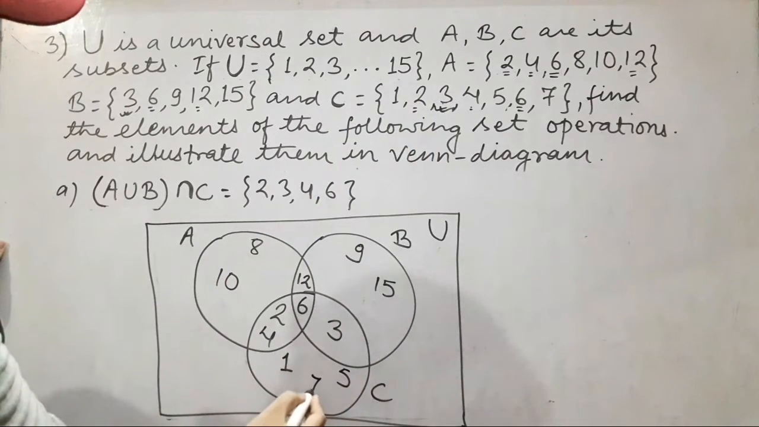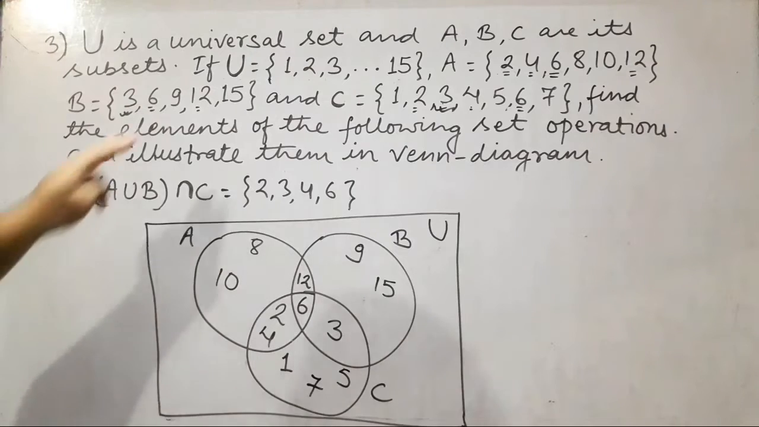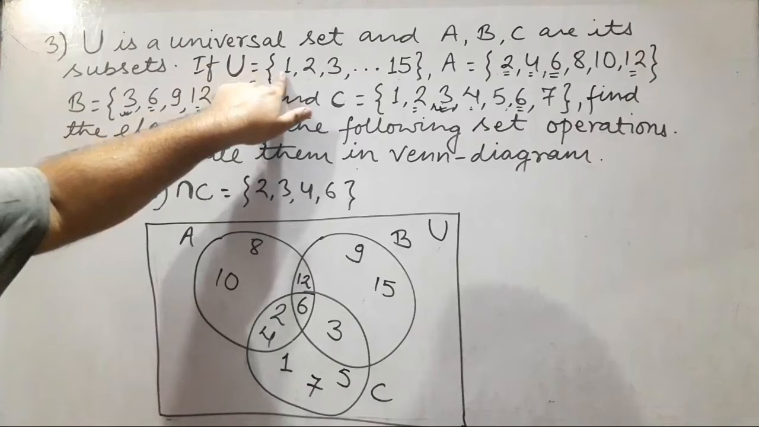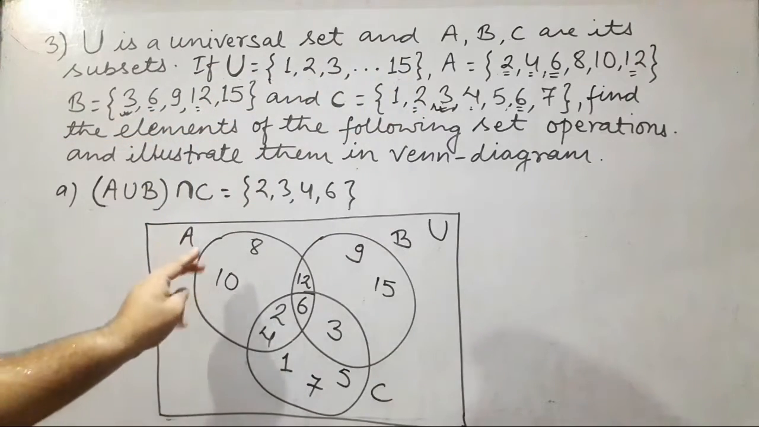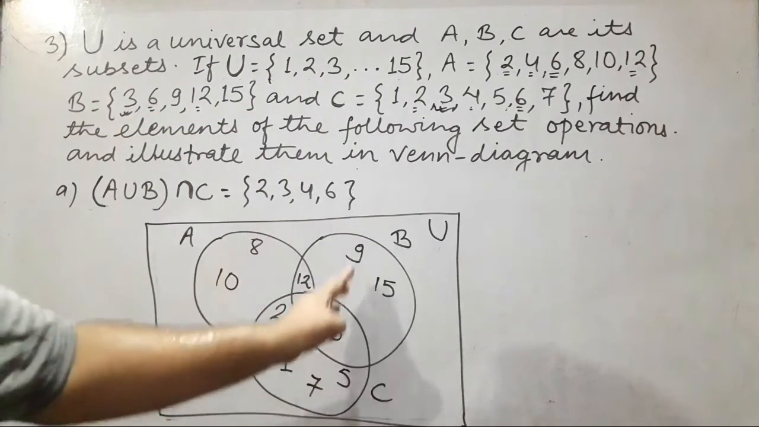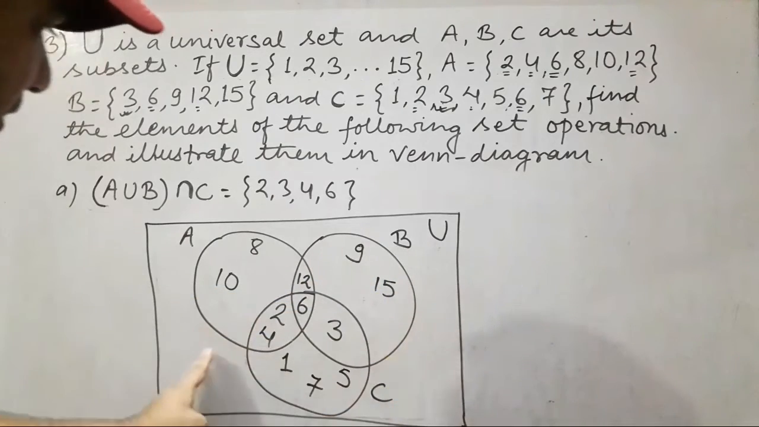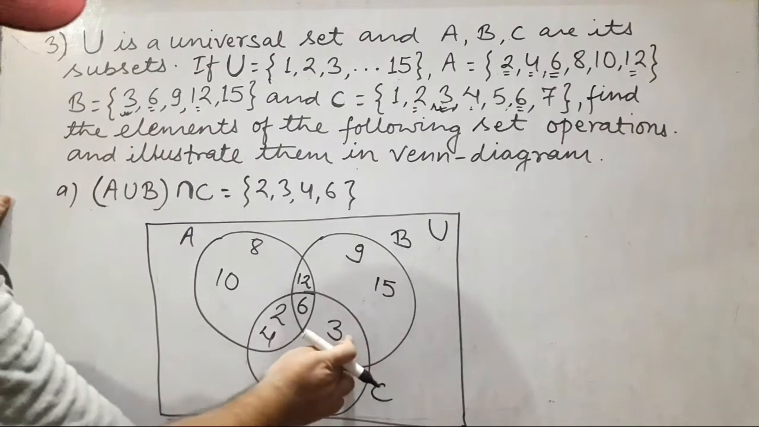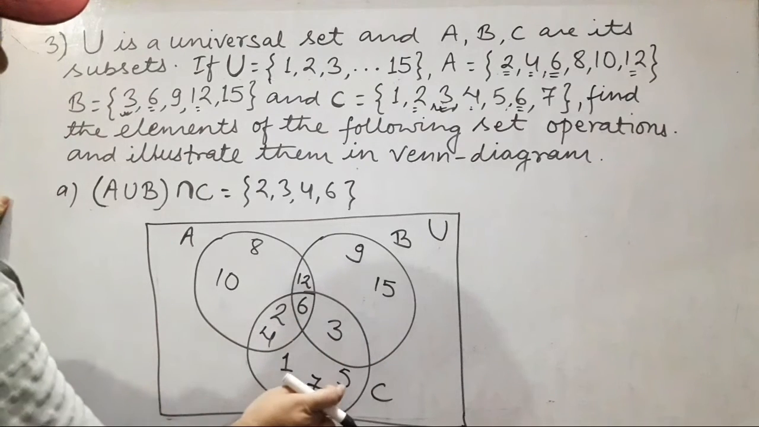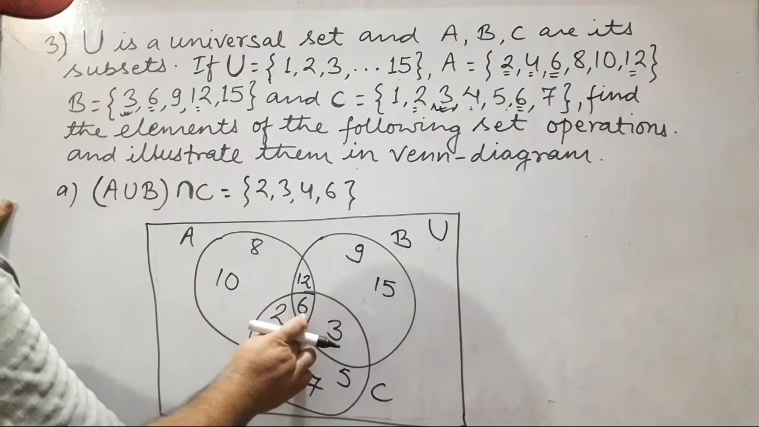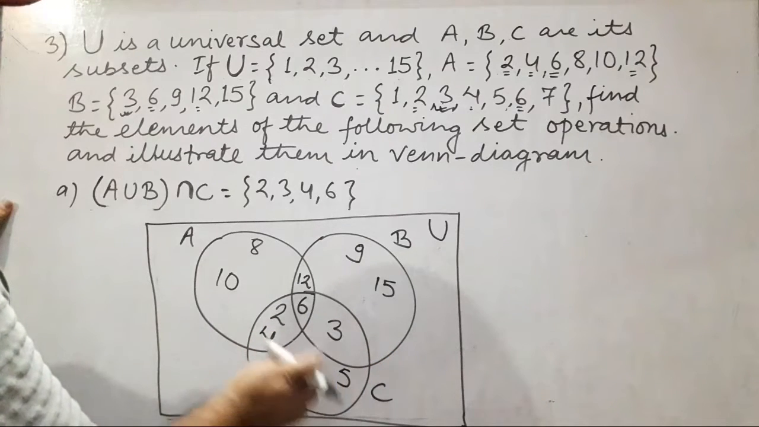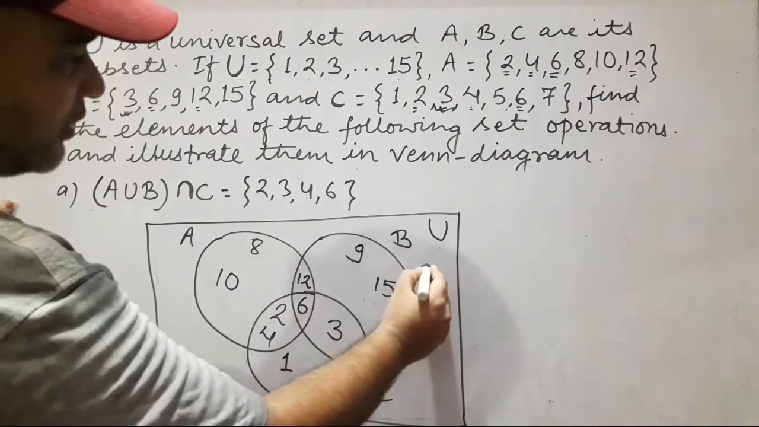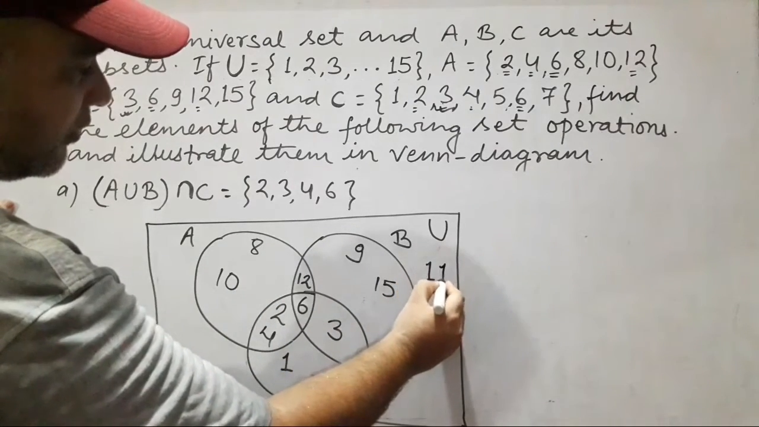and 7 finally. Now since inside the universal set U the elements are from 1 to 15, the elements which are not in these three sets should be filled outside here. Let's fill: 1 written, 2 written, 3 written, 4 written, 5 we have written, 6 we have written, 7 we have written, 8 we have written, 9 written, 10 written, 11 we have not written. Okay, I shall write here 11.